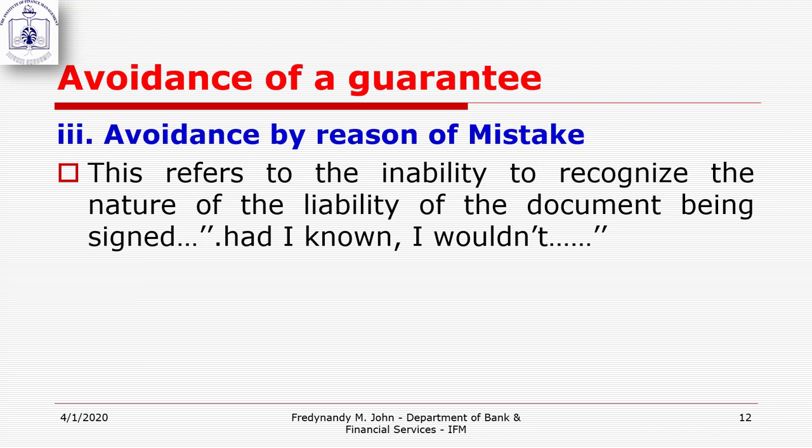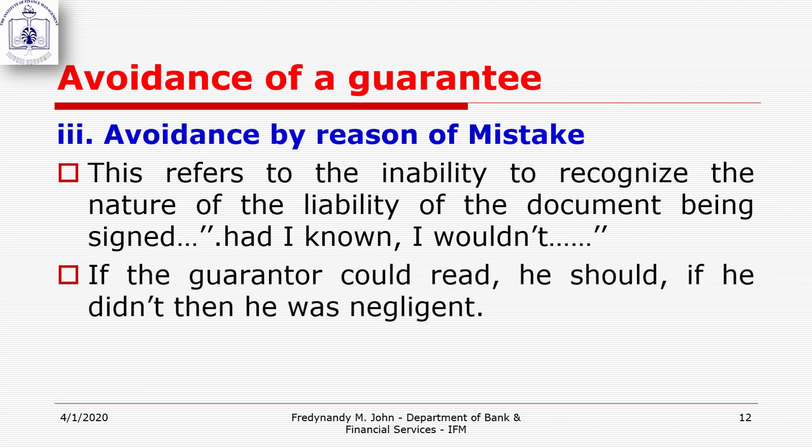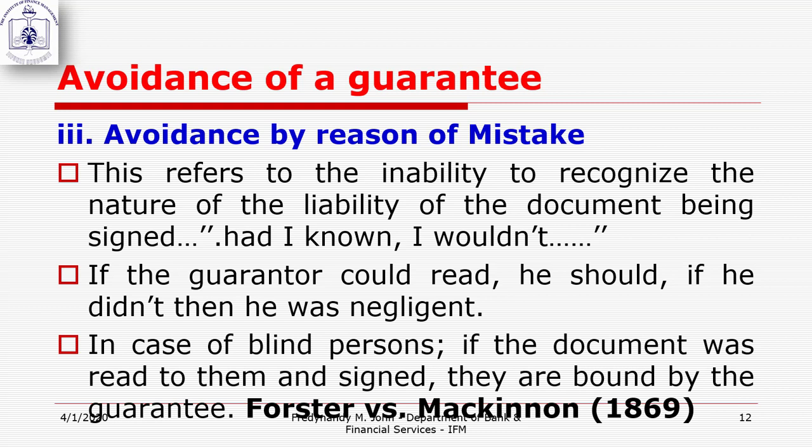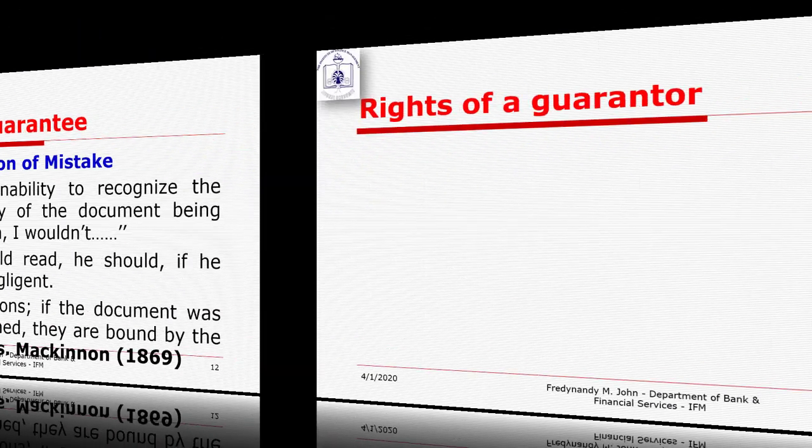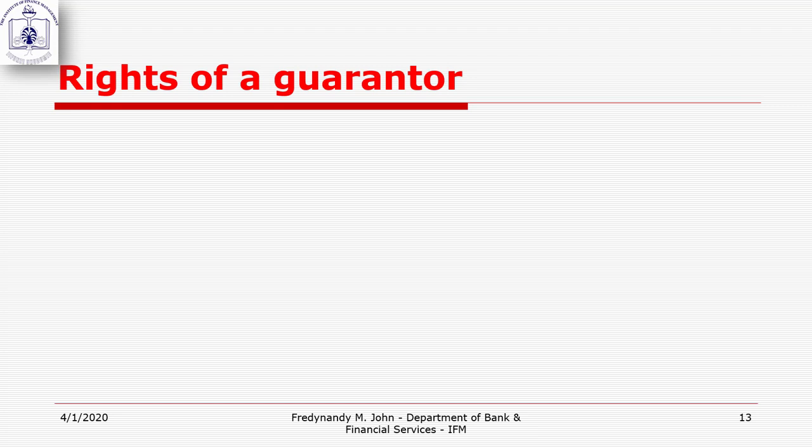Now, this can be caused by the inability of the guarantor to read or to understand the contents of the contract. However, in the case of a blind person, if the document was read to them and he signed, then he is bound by the guarantee contract and he cannot excuse himself from that particular guarantee contract. Now, ladies and gentlemen, let's focus now on the rights of the guarantor.